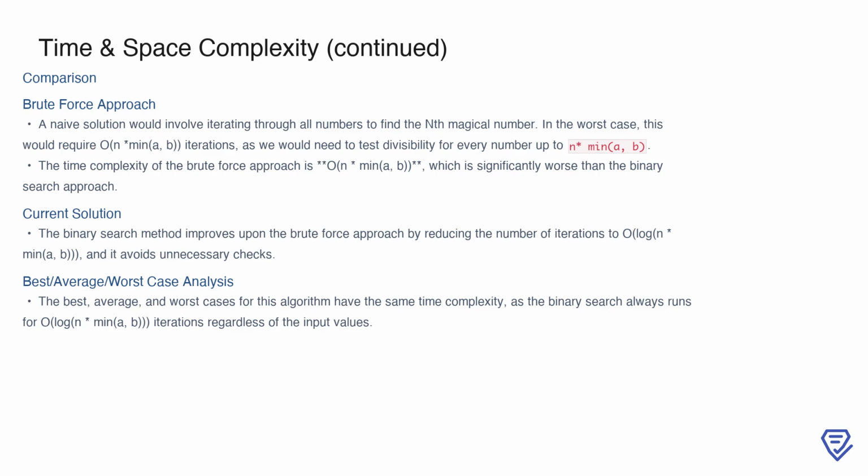Additionally, the algorithm's best, average, and worst-case scenarios all have the same time complexity of O(log(n * min(a, b))), since the binary search structure remains consistent regardless of input values. This consistency makes the current solution not only faster but also more predictable in terms of performance.